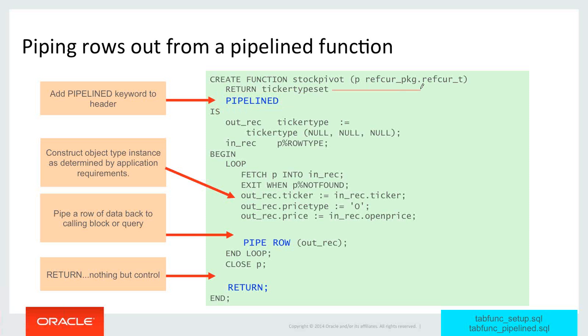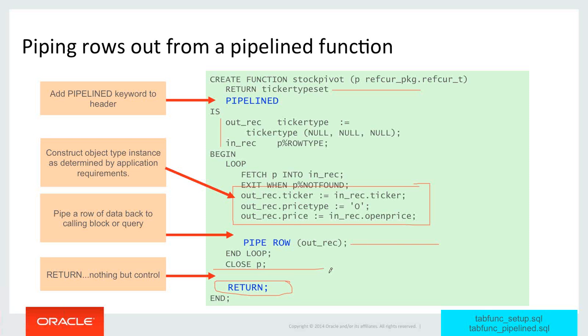No. In fact, I'm not going to populate a local nested table and return it. Instead, what I'm going to do is construct the individual elements that are supposed to go into the nested table, with whatever logic you have to follow. And then I'm going to call the pipe row command. The pipe row command says pipe it back out to the calling query. And then when you're all done, return nothing but control.